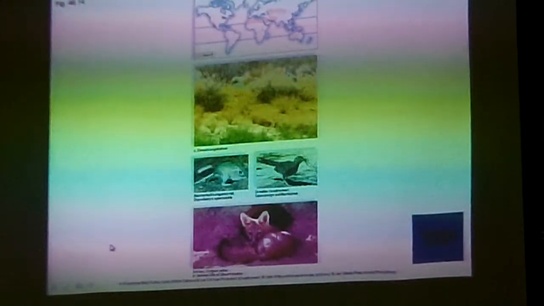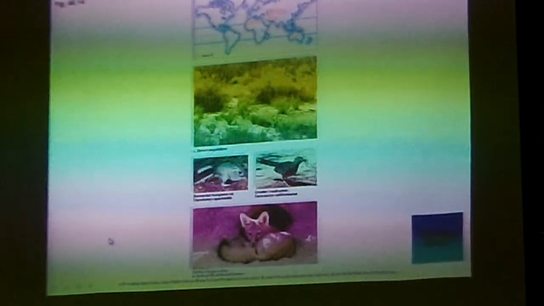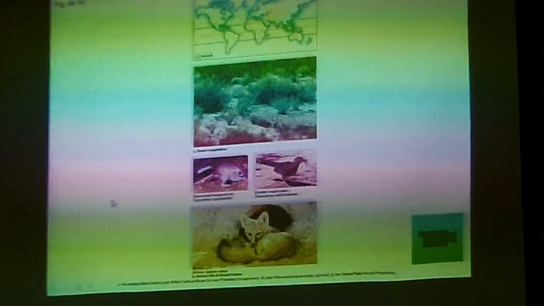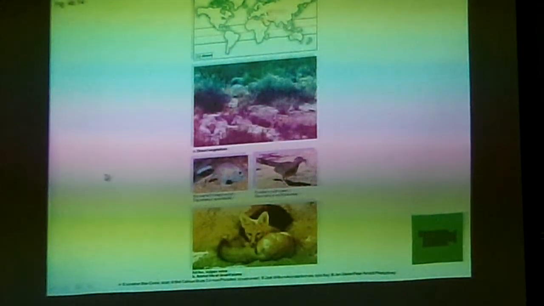Savanna. Is that your favorite biome? Yes, it is. No, you don't like the tropical rainforest, huh? Okay.